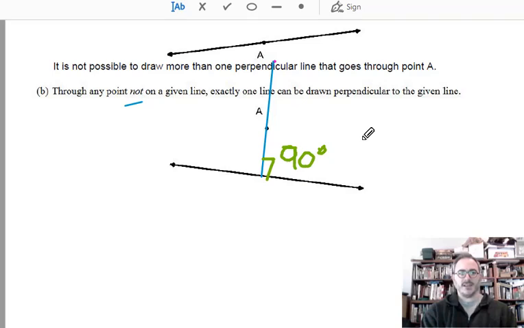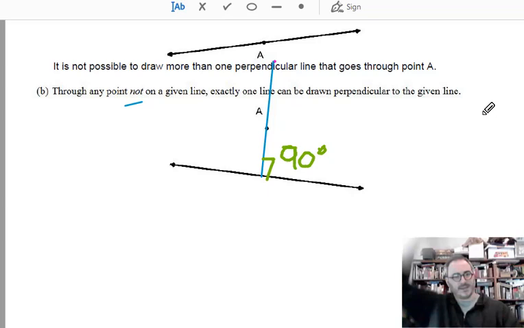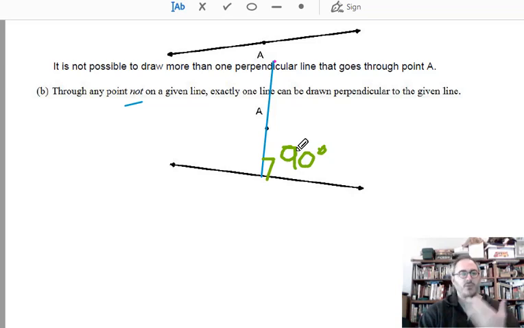For any point not on a given line, exactly one line can be drawn perpendicular to this given line. So can I draw any other perpendicular line? And again, assume this blue line is infinite, right? It goes in both directions, all the points. That includes all the points between A and this little intersection here. For any point not on a given line, can I draw more than one line perpendicular to it? And again, it's going to be a no.